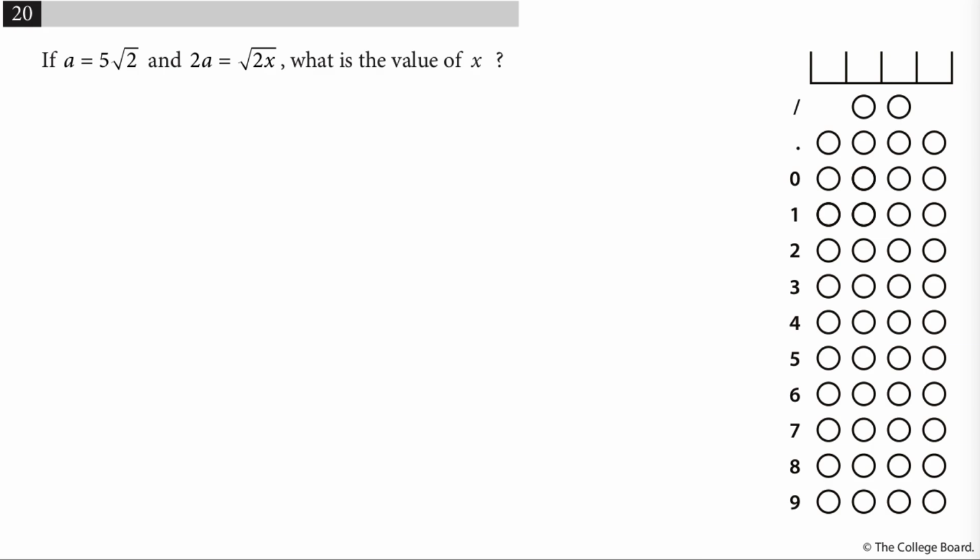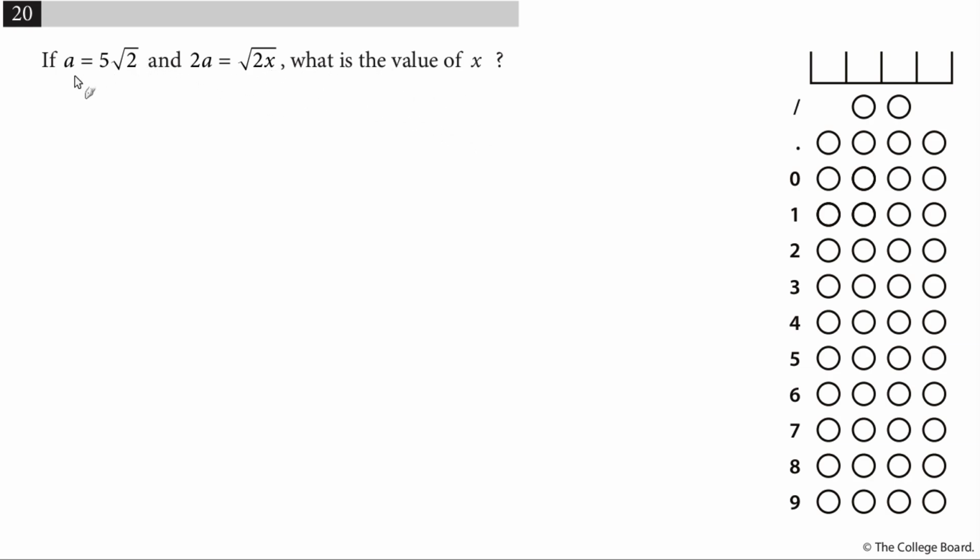Okay, last question from the first part of this. Give it a shot. Okay, so this is pretty much a system. It's kind of silly. It's just an equation. But we have a is equal to 5 root 2 and 2a is equal to root 2x. We want to find the value of x.